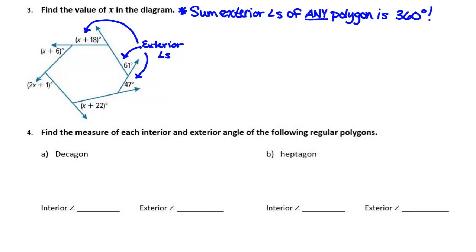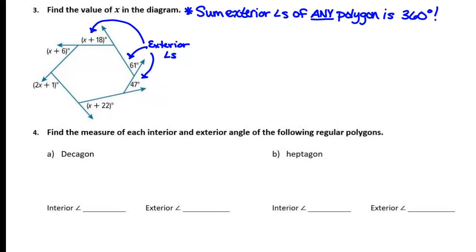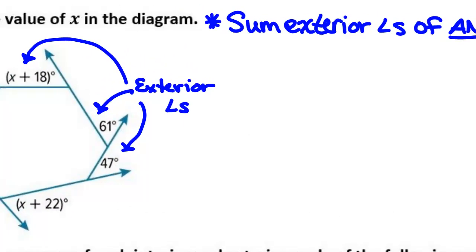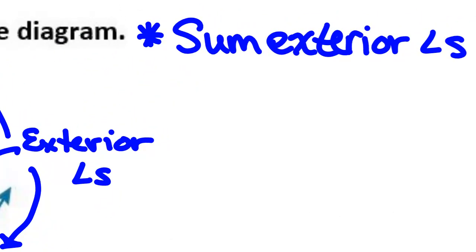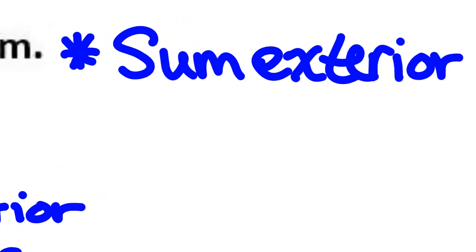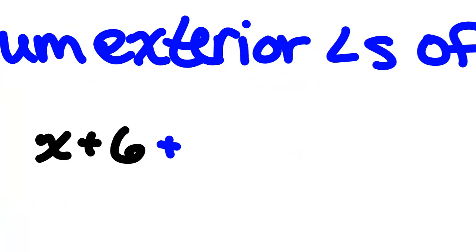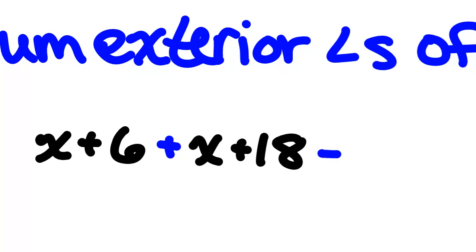So we're going to take these angles. We've got, looks like 6 of them: 1, 2, 3, 4, 5, 6 angles. We're going to add them up and set them equal to 360 degrees. So I have x plus 6. There's one of my angles. Plus x plus 18. There's a second angle.